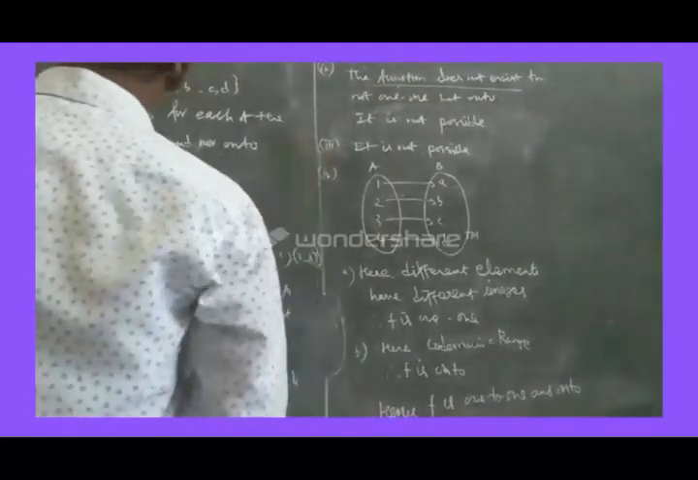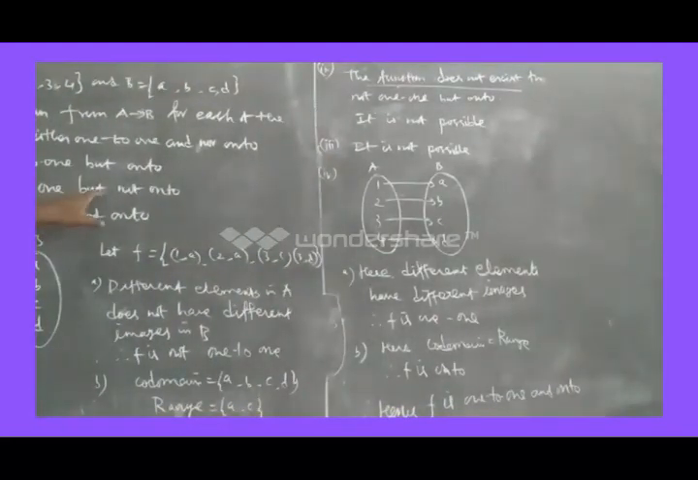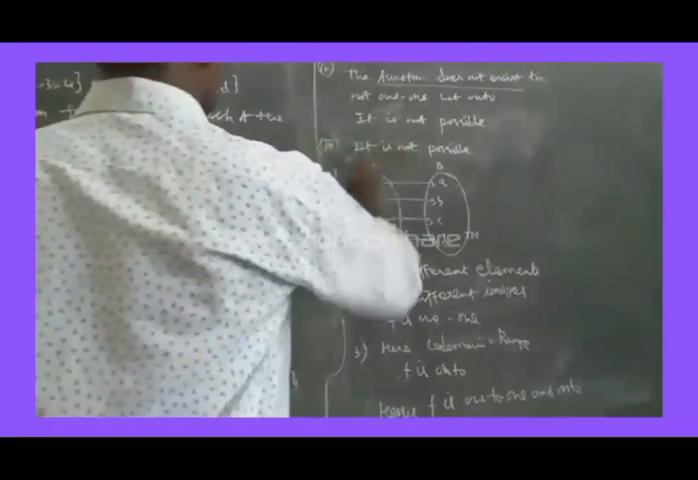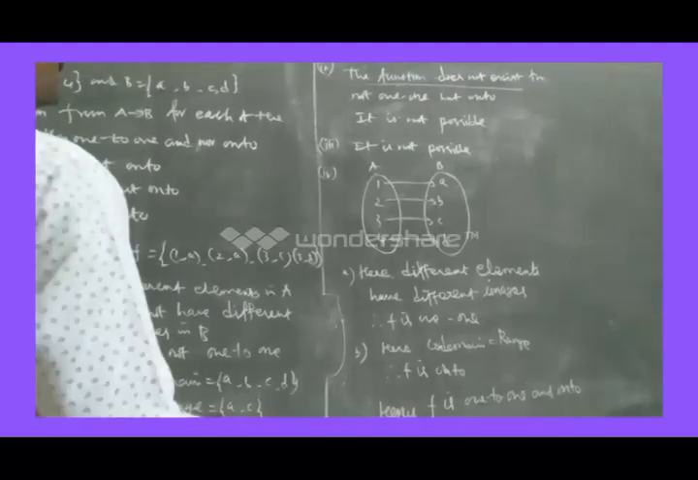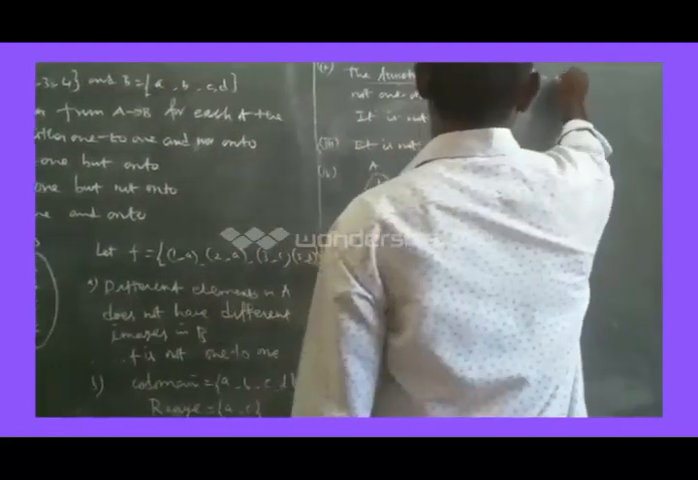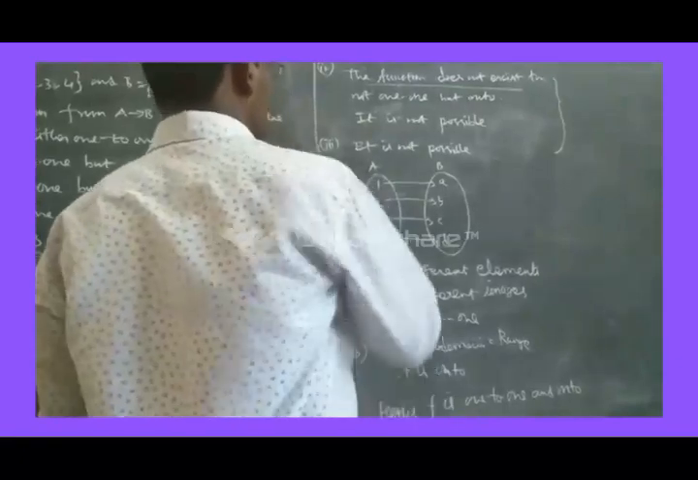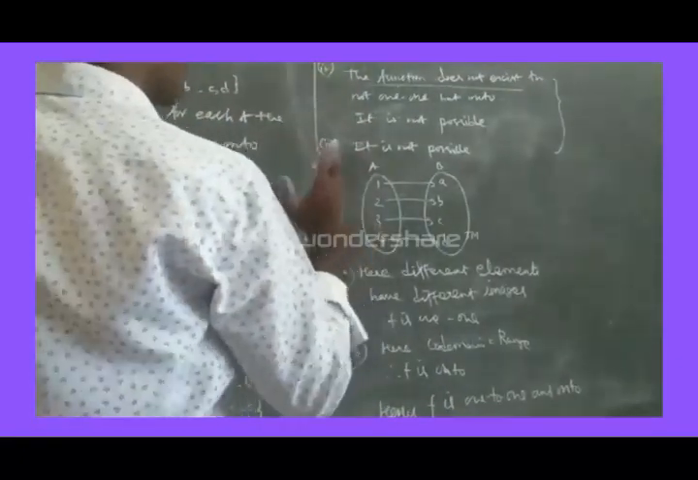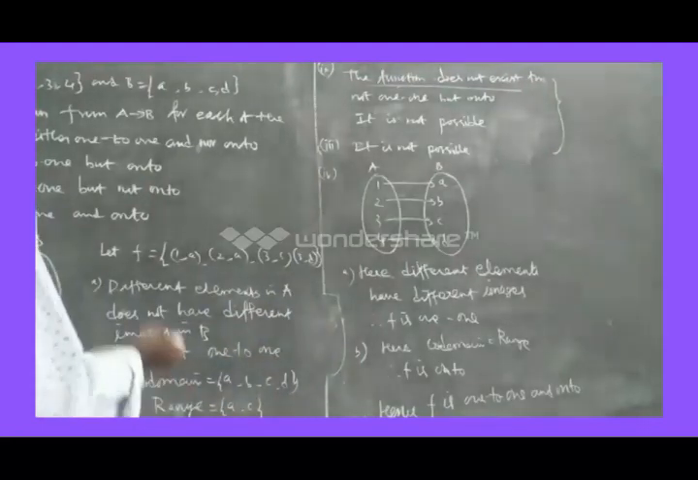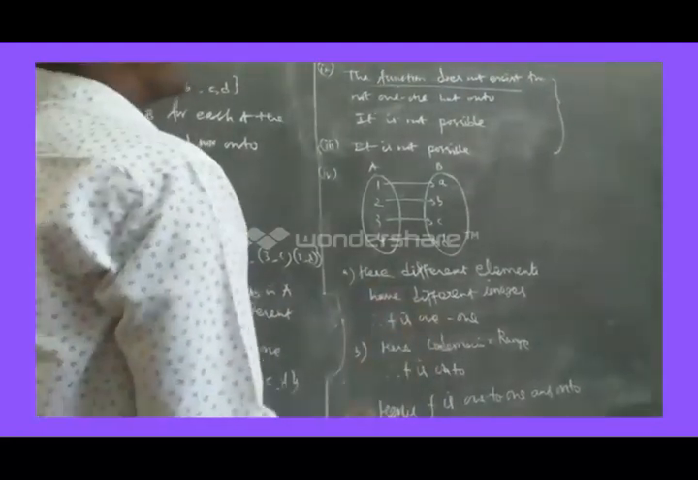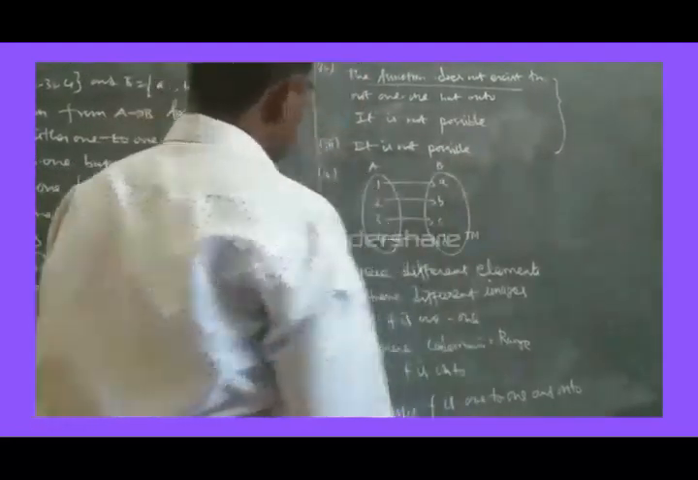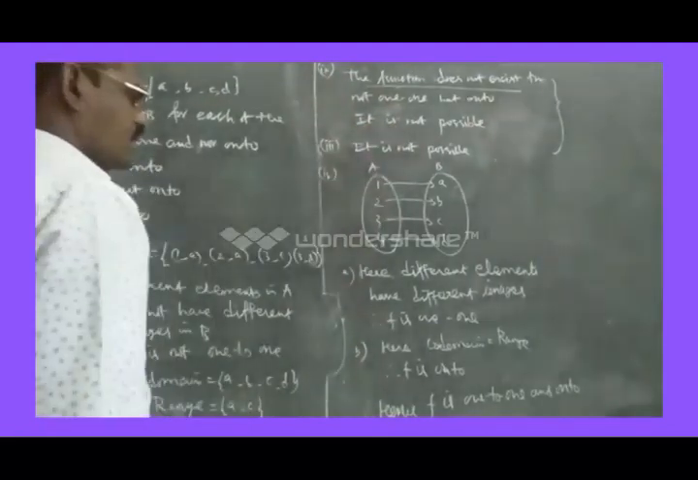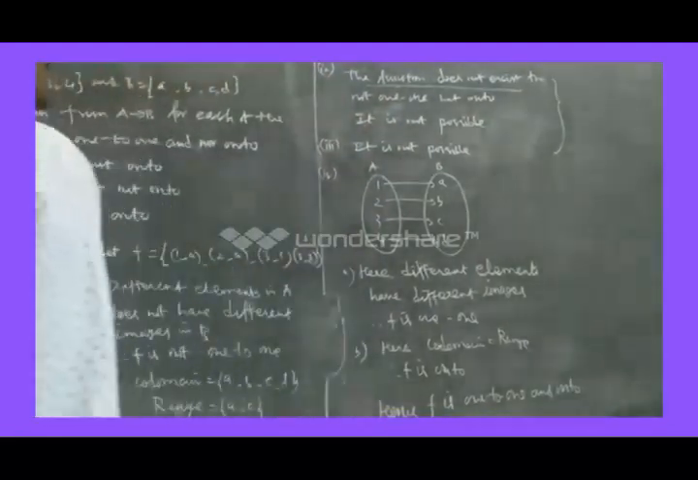So, third one, one-to-one but not onto. So, it is not possible. The function does not exist. So, second one and the third one are not possible. Sorry, second and the third are not possible. The function does not exist.